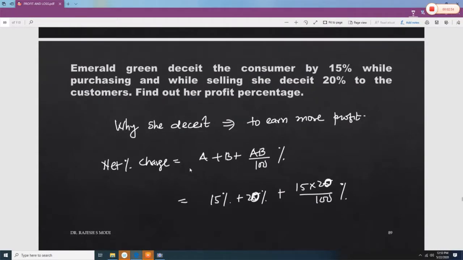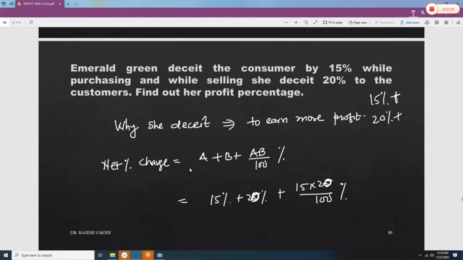Emerald Green deceived the consumer by 15% less weight while purchasing. While selling she deceived by 20%. So 15% and 20%. But you know the language used suggests a minus figure. But if you understand in a much deeper manner, you will understand why the shopkeeper is deceiving the customer. The shopkeeper is deceiving the customer to earn more profit. So actually these two figures are plus figures because the shopkeeper is going to make more profit. So Emerald Green is going to make more profit by these two consecutive benefits.